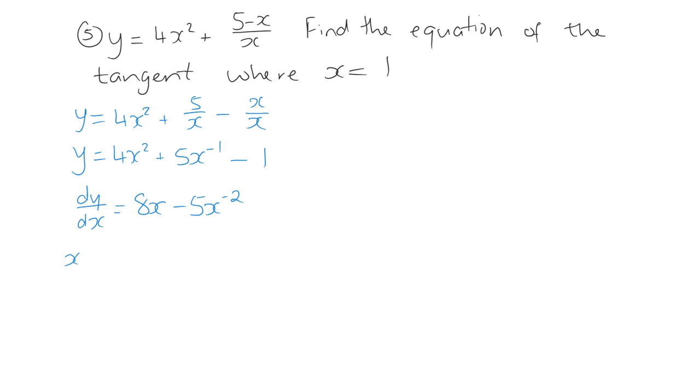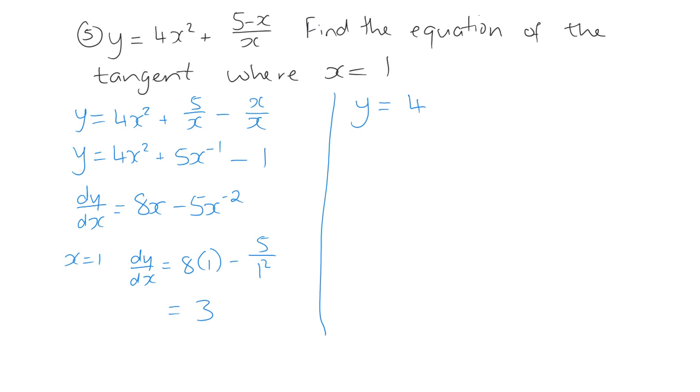So when x is 1, our gradient is going to be 8 times 1 minus 5 over 1 squared. So that gives us 3. We also need to find the y-coordinate. So put that into the equation of the curve. So it's 4 times 1 squared plus 5 minus 1, which is 4 over 1. So that gives us the y-coordinate as 8.